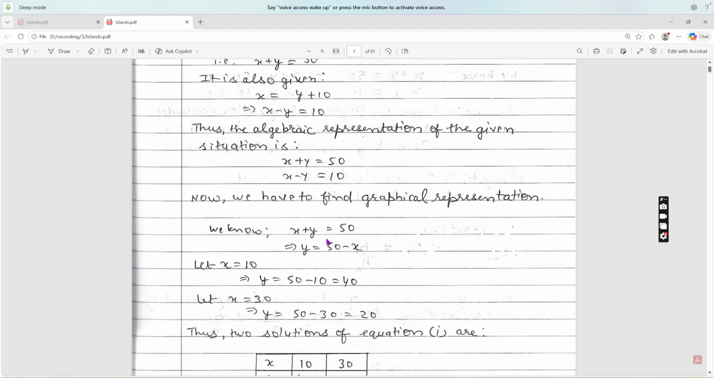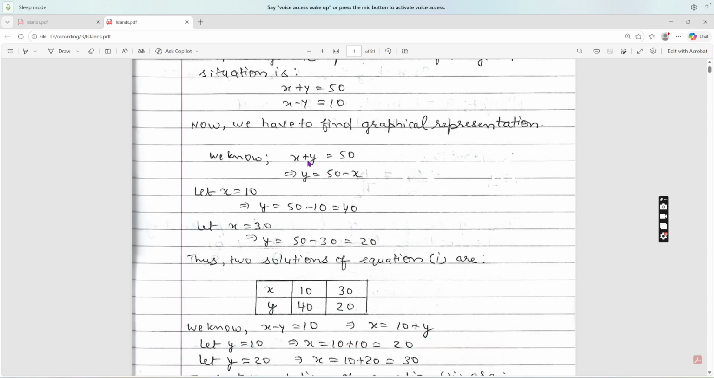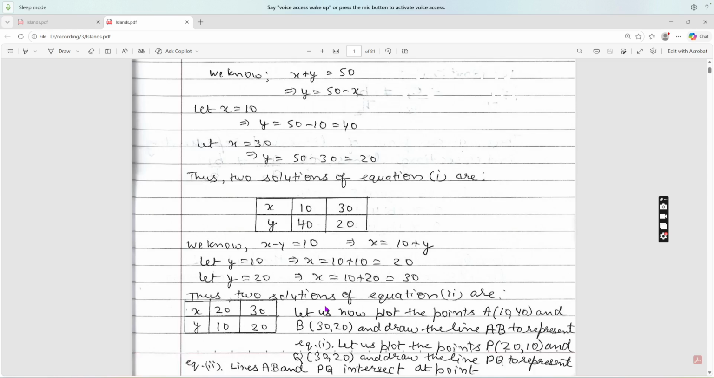For this, we are going to make a table from these data. x plus y equal to 50 can be written as y is equal to 50 minus x. Now we can let x be equal to 10. 50 minus 10 is equal to 40. So y is 40. We are going to put in the table: when x is 10, y would be 40. Now we are going to take x as 30. Now we are going to put 30 here. 50 minus 30 is 20. So y is 20. So when x is 30, we are getting the value of y as 20. So this is our relationship.